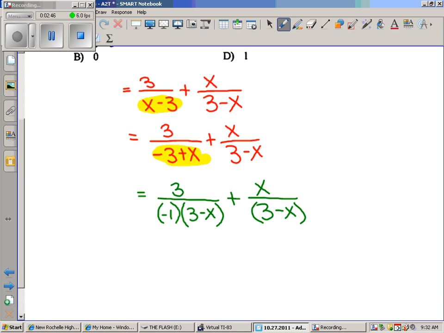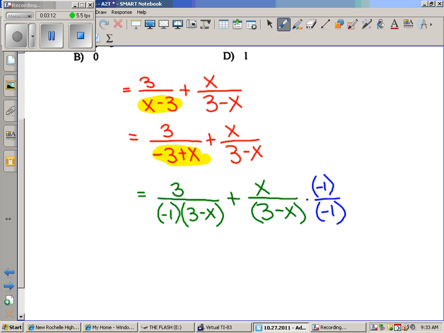How are those two different? Yeah, one has a negative 1 times 3 minus x. The other one's missing that. So what are you going to multiply that second one by? Negative 1, just as Carly said in the beginning. We're going to multiply top, and we're going to multiply the bottom by negative 1.